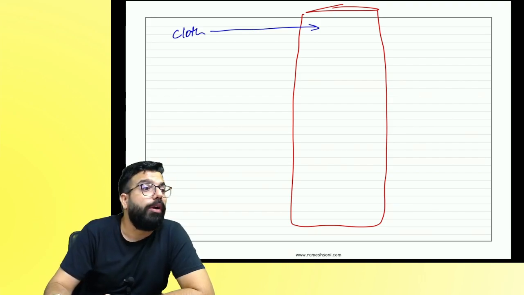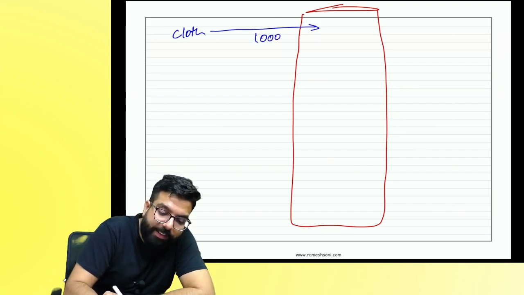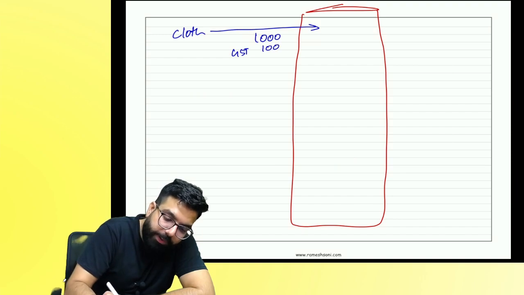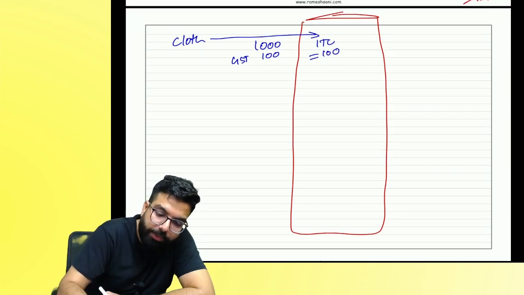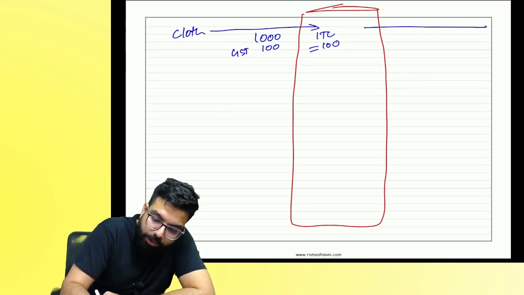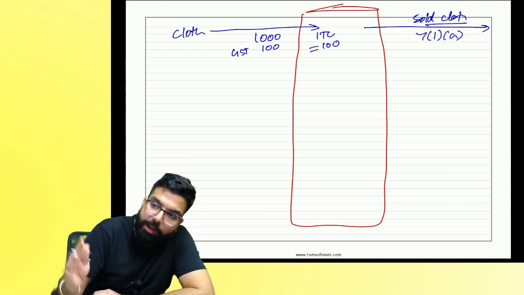On the board: cloth, 1,000 rupees. GST is how much? 100. You took the input tax credit of 100. People, please be careful. You went ahead and sold the cloth. Sure, everyone?